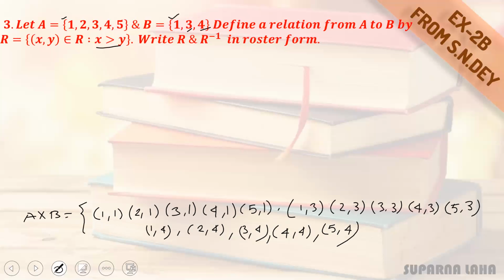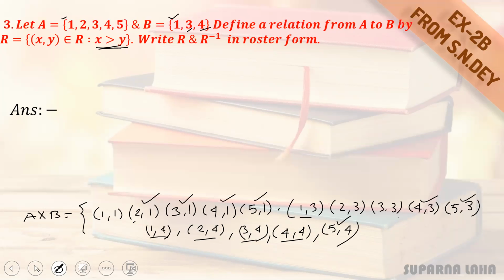Now choose those elements where X is greater than Y. This means X is bigger than Y. 2, 1: 2 is greater than 1. 3, 1. 4, 1. 5, 1. 1, 3: no. 2, 3: no. 3, 3: X is equal to Y. 4, 3: again X is greater than Y. 5, 3: X is greater than Y. 1, 4: no, X is less than Y. 2, 4: X is less than Y. 3, 4: X is less than Y. 4, 4: X is equal to Y. 5, 4: again X is greater than Y.